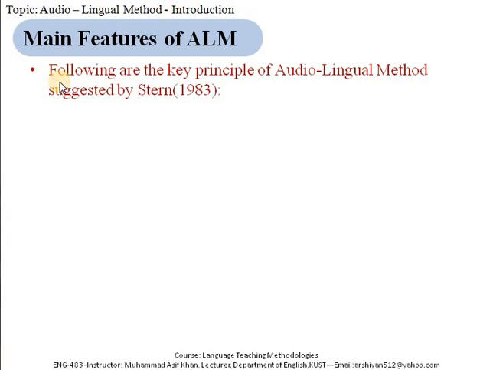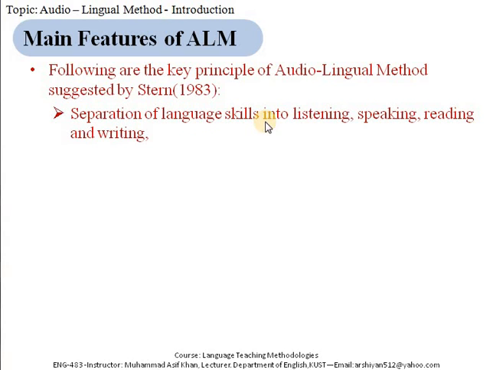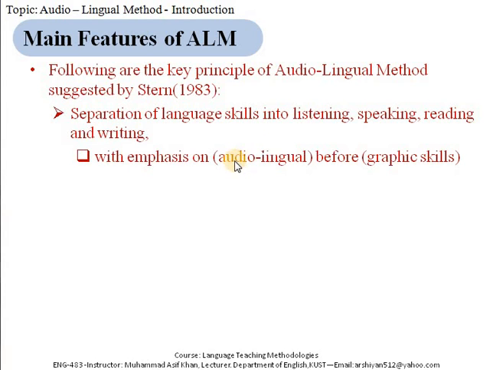So the following are some of the key principles of the audiolingual method that were suggested by Stern in 1983. He is the one who suggested the separation of language skills into listening, speaking, reading, and writing. But here he is emphasizing the teaching of listening and speaking, that is audiolingual skill, before reading and writing skill, that is graphic skill. So basically they separated these skills, and after that he gave preference to listening and speaking over reading and writing.